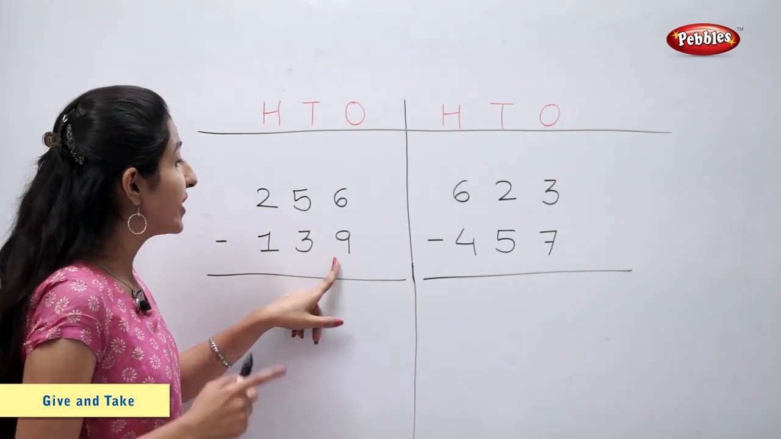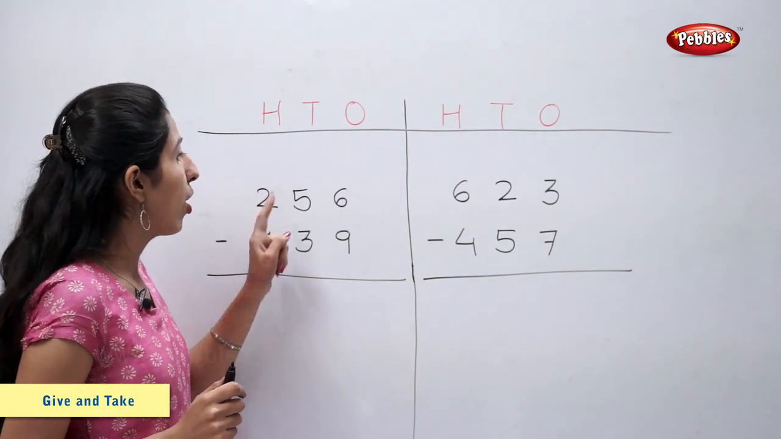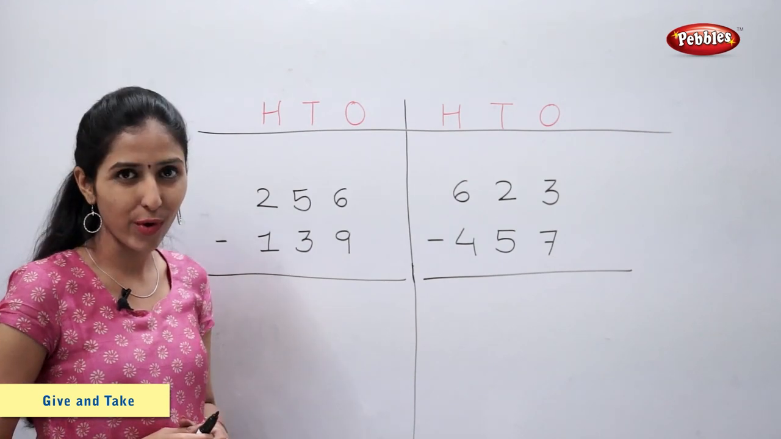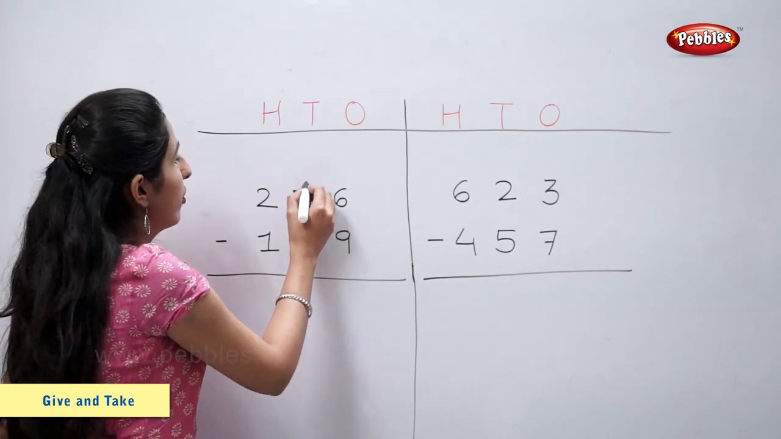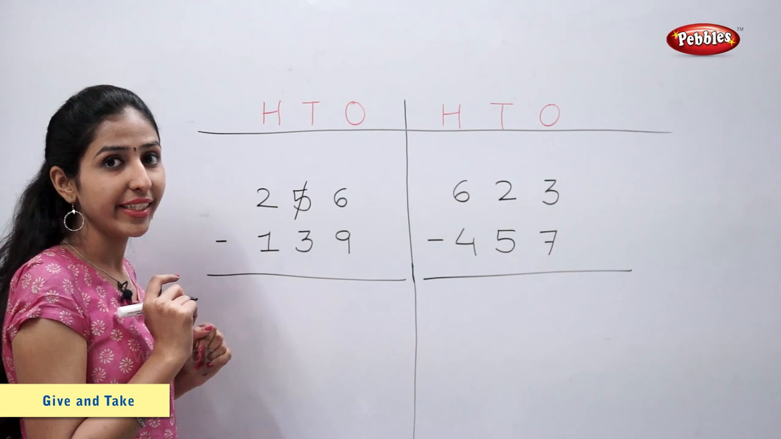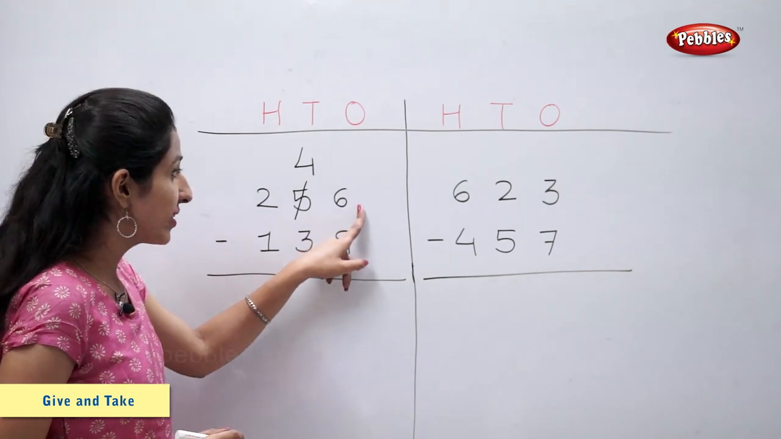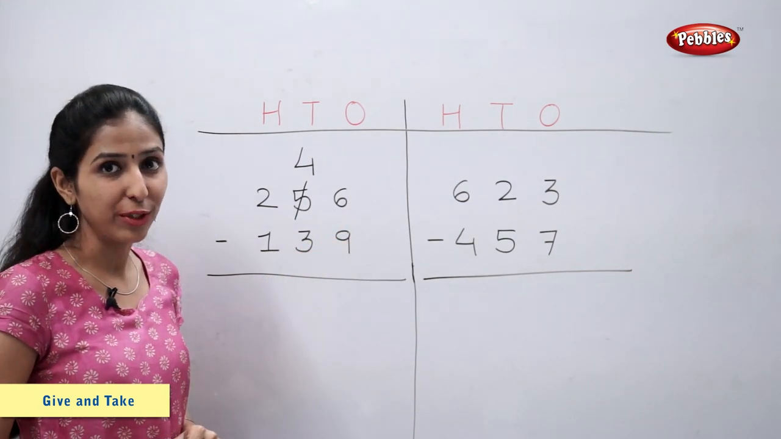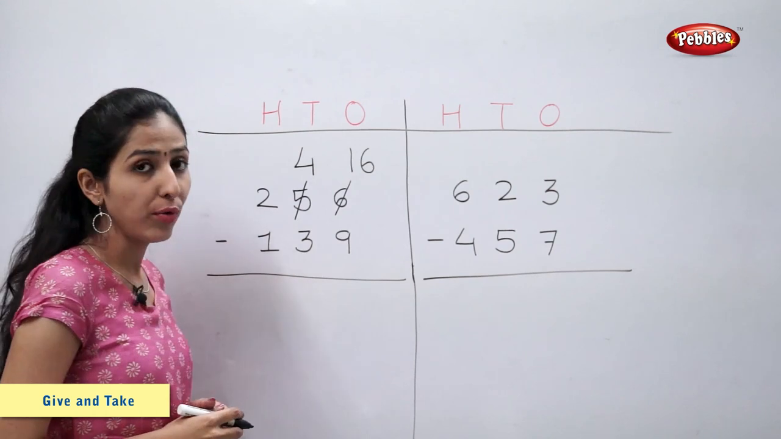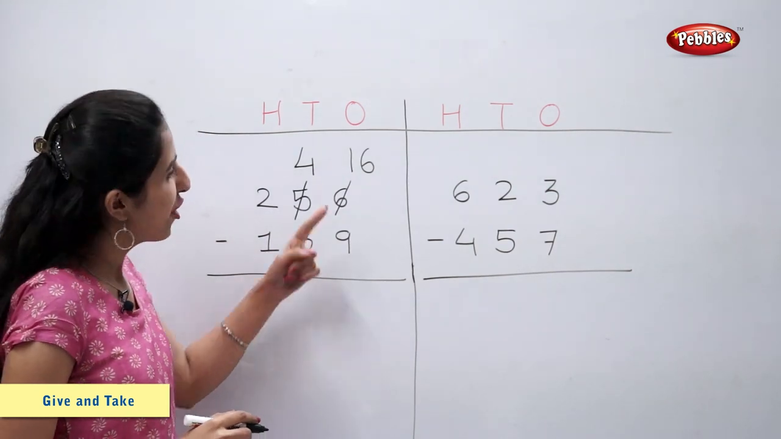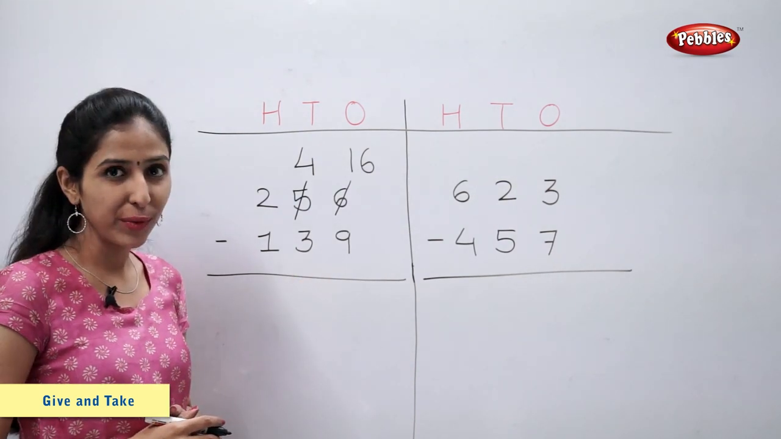6 minus 9. Students, we cannot subtract 9 ones from 6 ones. So, we will borrow 1 ten from the tens column. 5 tens minus 1 ten is equal to 4 tens. 6 plus 10 is equal to 16. So this 6 becomes 16. Now we can subtract 9 from 16. 16 minus 9 is equal to 7.